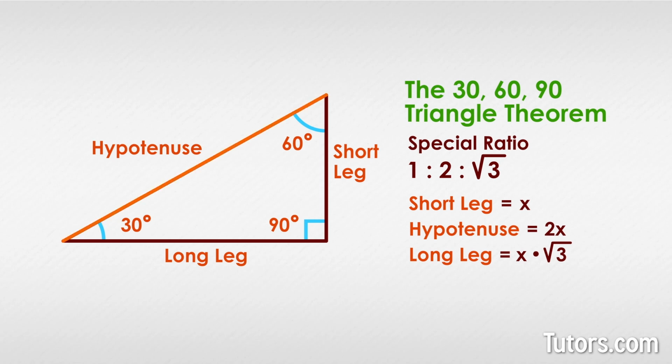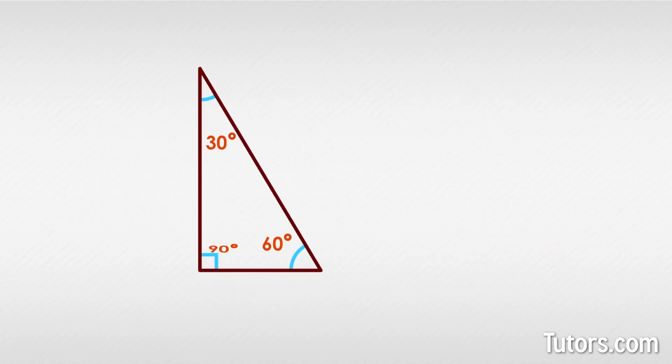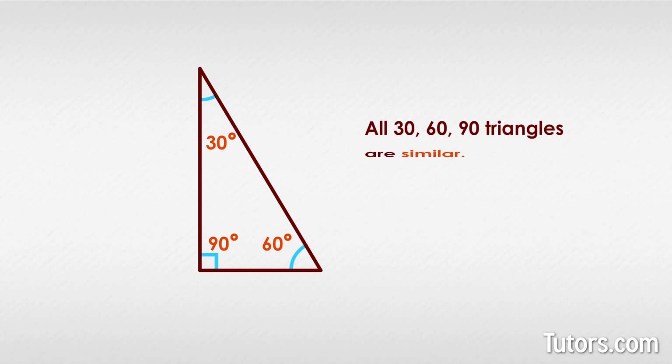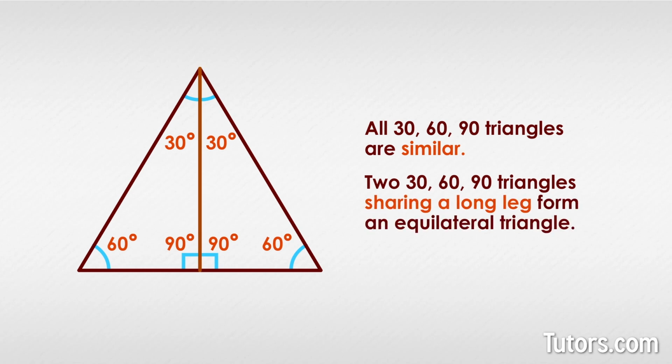1. The hypotenuse is always twice the length of the short leg. 2. The length of the longer leg is the short leg's length times the square root of 3. 3. If you know the length of any one side of a 30, 60, 90 triangle, you can find the missing side lengths. Other interesting properties of 30, 60, 90 triangles are: all 30, 60, 90 triangles are similar, and two 30, 60, 90 triangles sharing a long leg form an equilateral triangle.